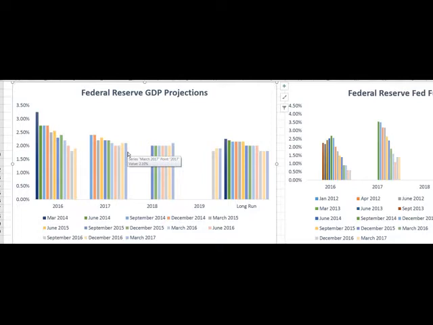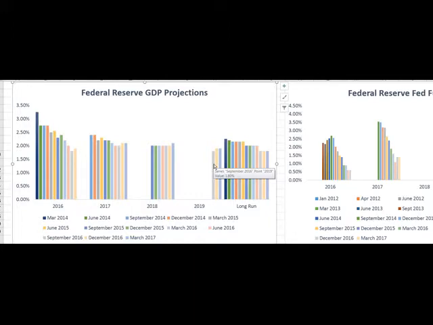Meanwhile, in the stock market, investors are obviously looking at this a lot differently. They're expecting much more robust GDP growth in 2017. 2018 has pretty much been the same. They nudged it up 0.1% as well in the last meeting. 2019 and long-run growth are two things I want to talk to people about.